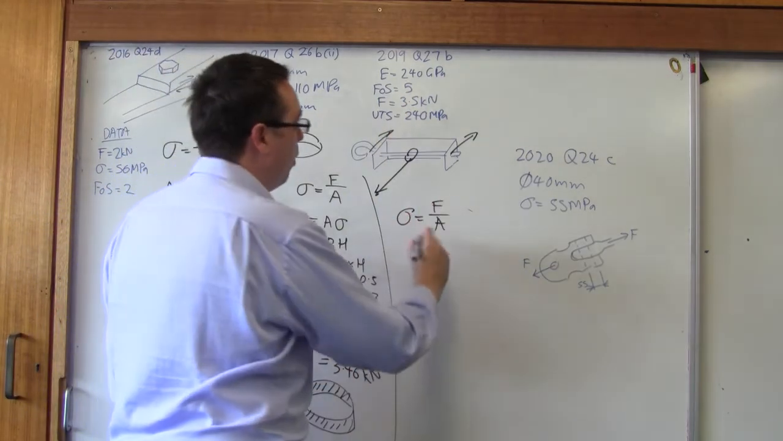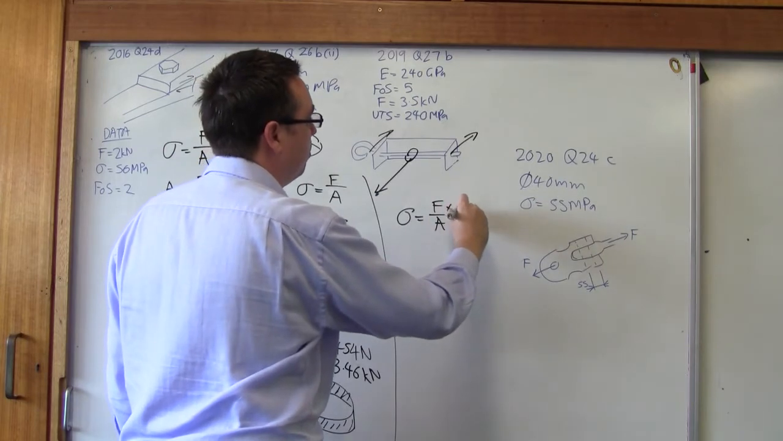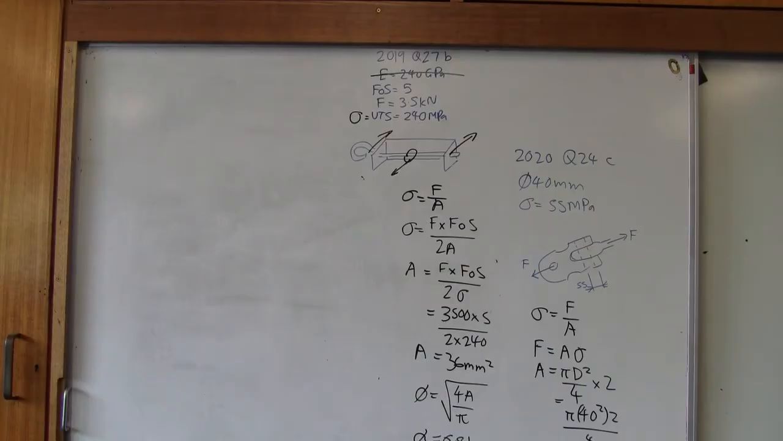Now, so when we have a factor of safety, we're just going to multiply on there as well, factor of safety. We did that.